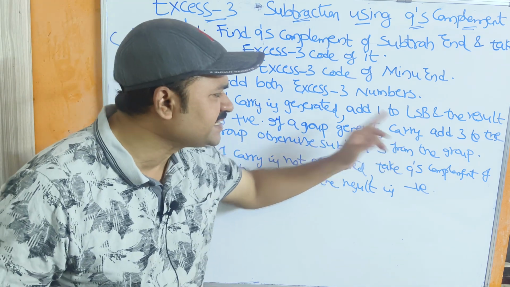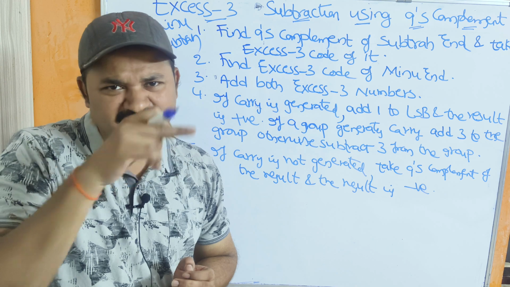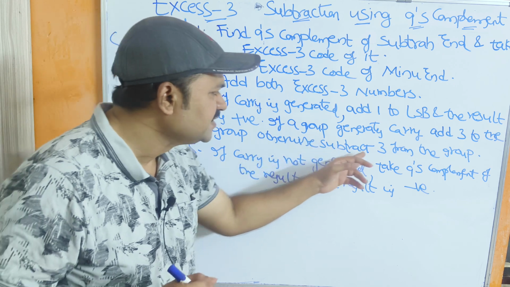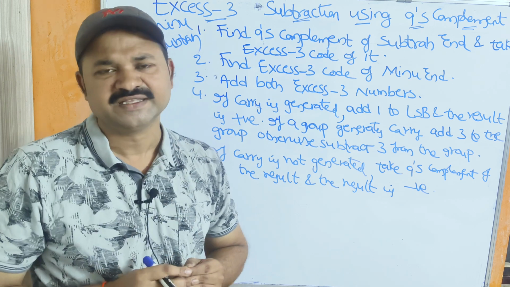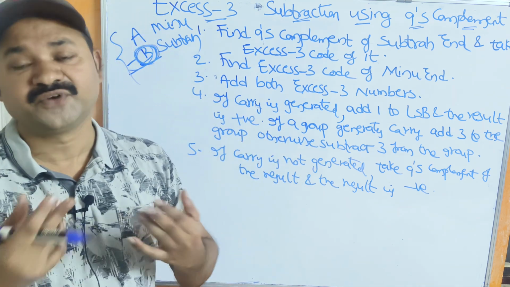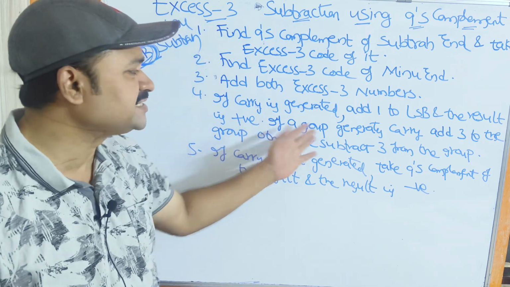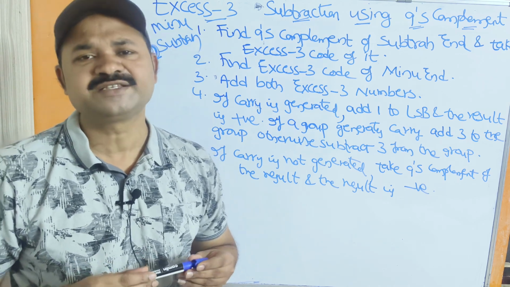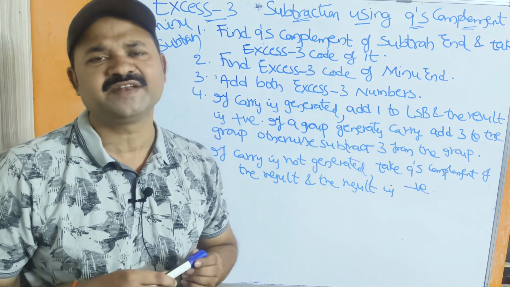If a group of 4 bits, if the most significant bit of the group generates a carry, then add 3 to the group, otherwise subtract 3 from the group. So if the most significant bit of the group generates a carry, then we have to add 3 to the corresponding group for error correction. Otherwise, that means if the group doesn't produce any carry, then we have to subtract 3 from the group. Now let's see two examples, one where the carry value is 1 and one where the carry value is 0.